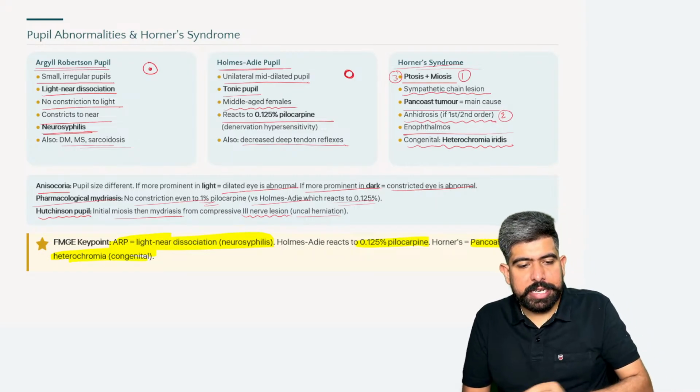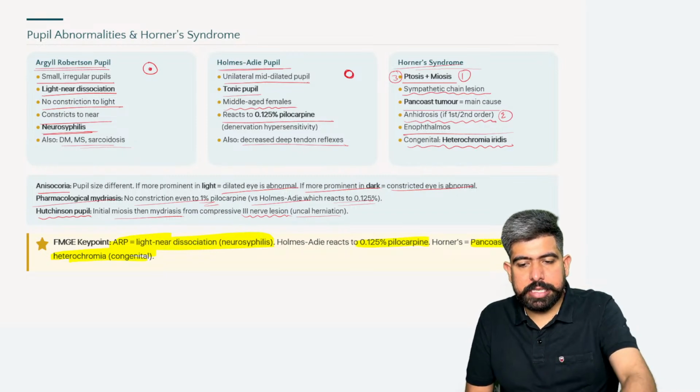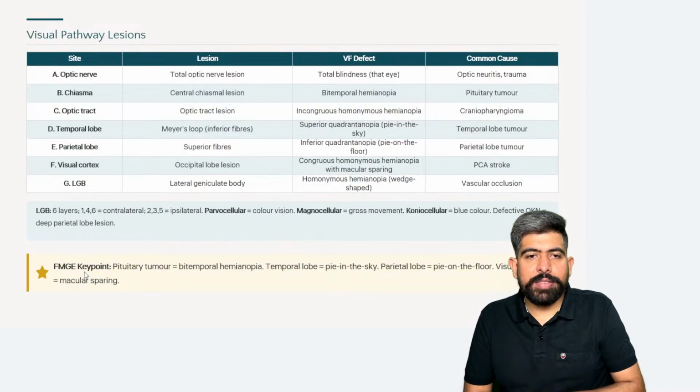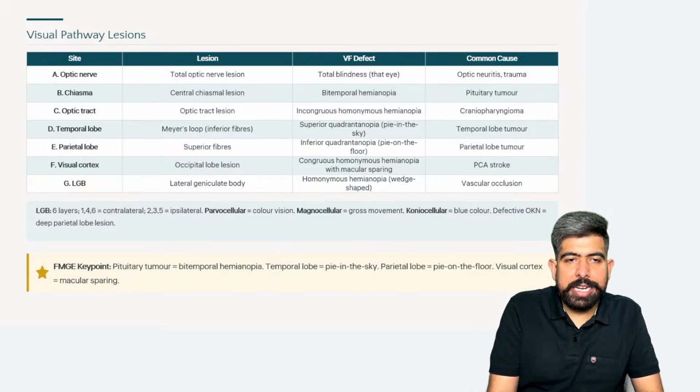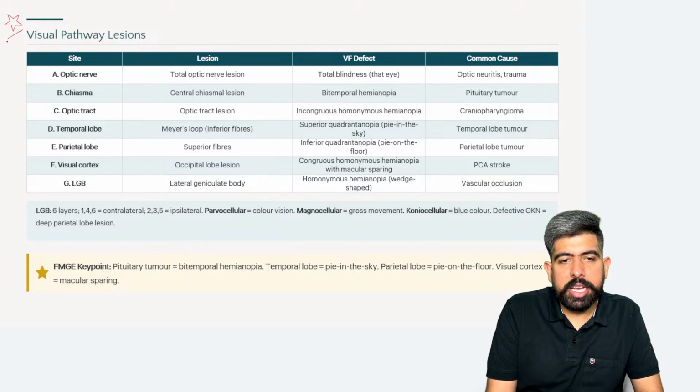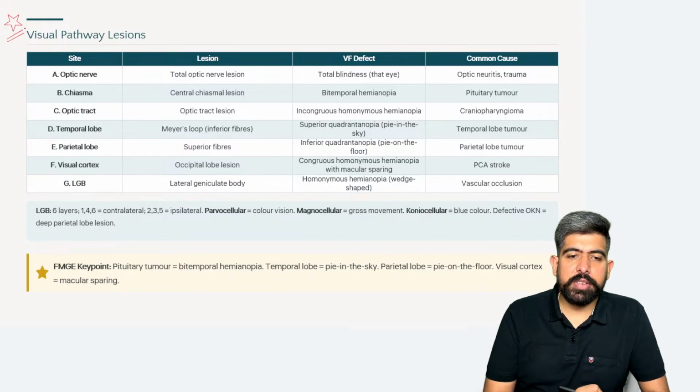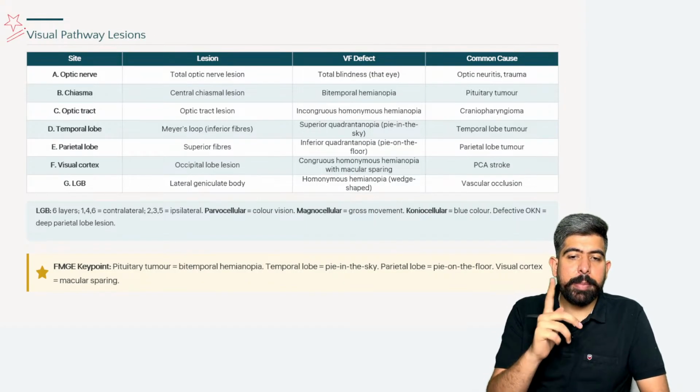Let's move forward to the next diseases. And now we have the visual pathway lesions. Now, very important topic, very important slide. I'm making a star over here so that you can remember it. Okay, this is a very important slide. One mark can come from this particularly. Okay, now remember it.